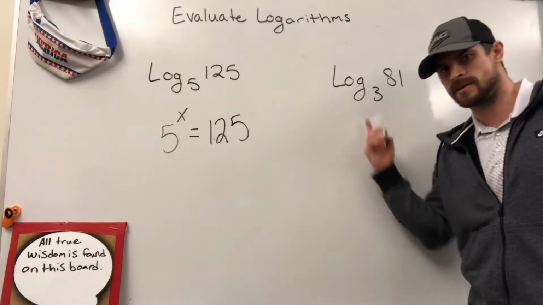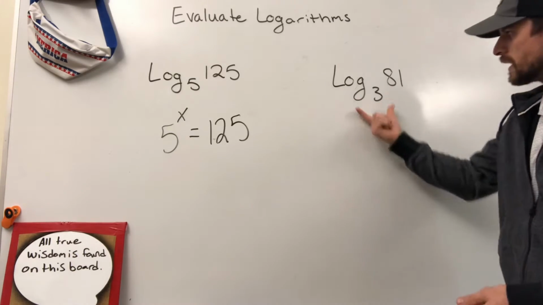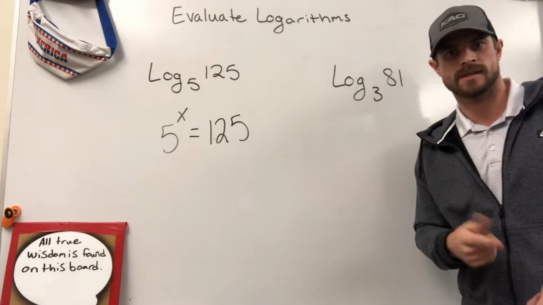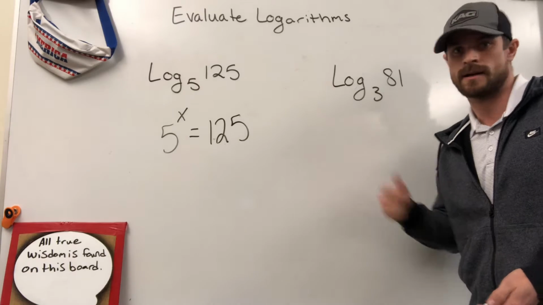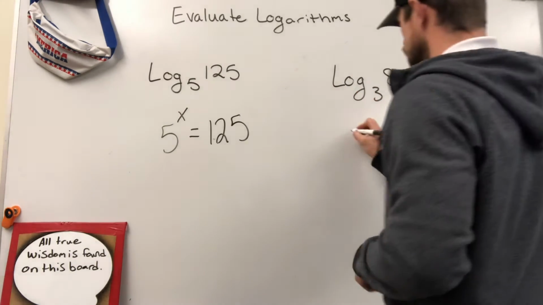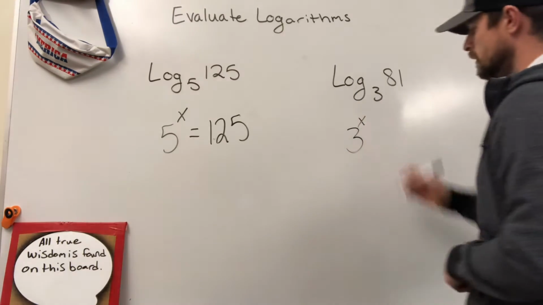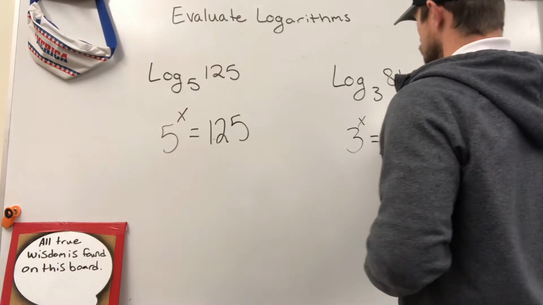Okay, so over here I'm going to do the same thing. I'm going to write this out in exponential form. Why don't you pause the video real quick, try it yourself, and then start it back up and see if you got the same thing I did. I'm going to do it right now. So log base 3 to the power of we don't know has to equal 81.